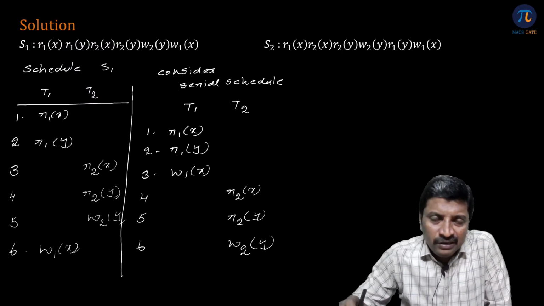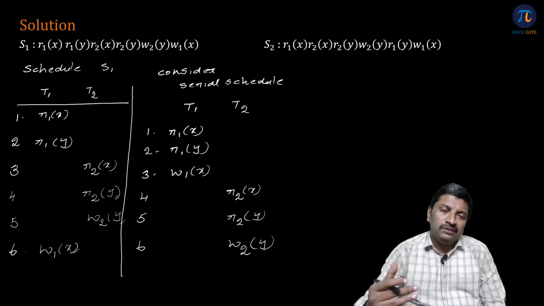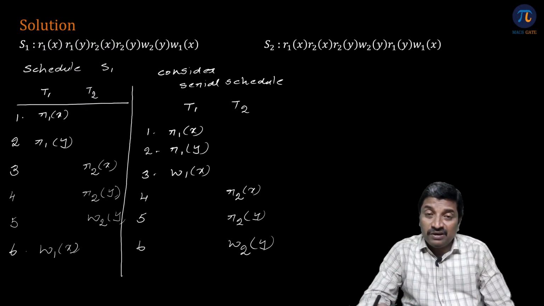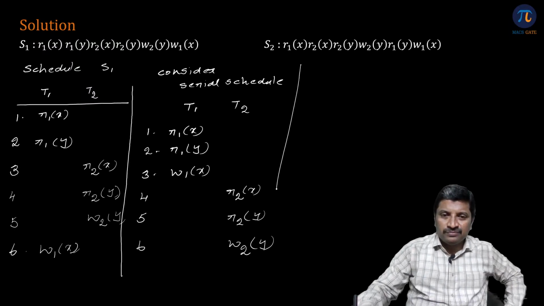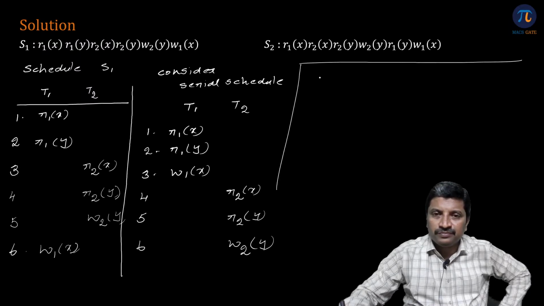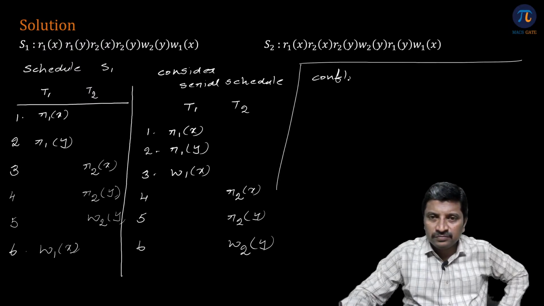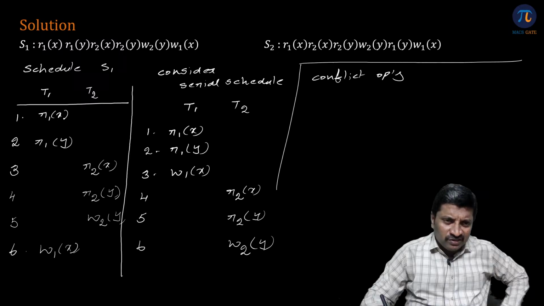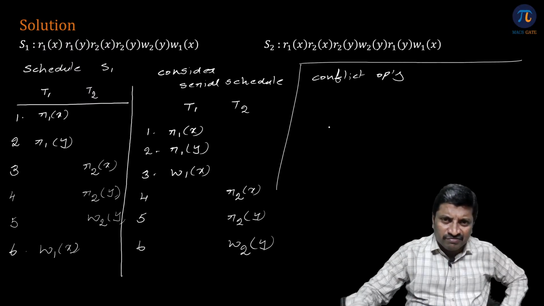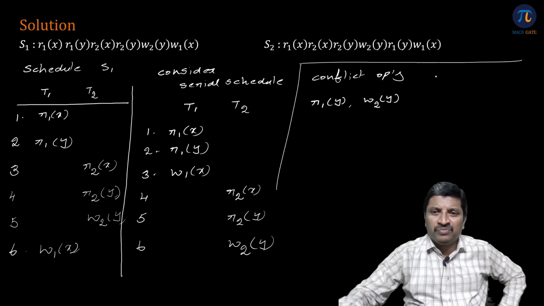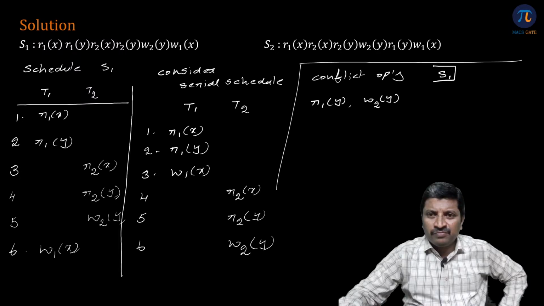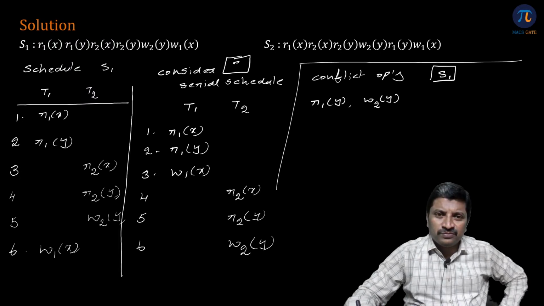Fine. So we are verifying with this, sir. We don't know whether they may be equivalent or not. If they are equivalent, fine, it is conflict serializable. If they are not equivalent, I need to verify the second possible serial schedule also. Now the question is, what are the conflict operations? Conflict operations, when they are read, no issue, sir. W2 of Y, R1 of Y, yes. R1 of Y, W2 of Y.